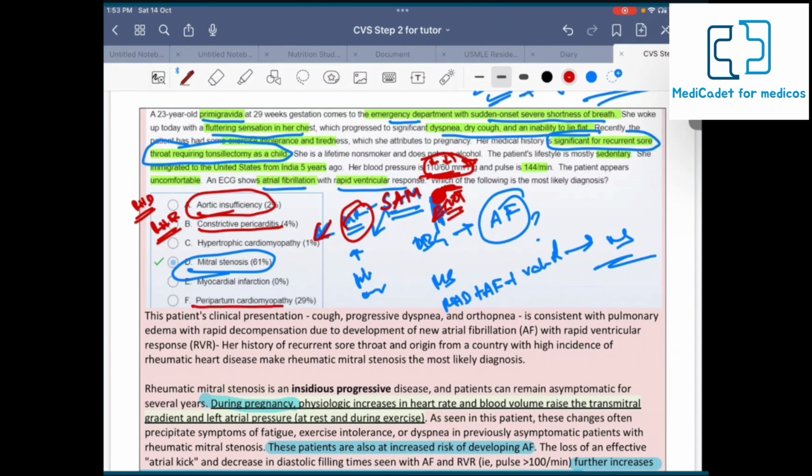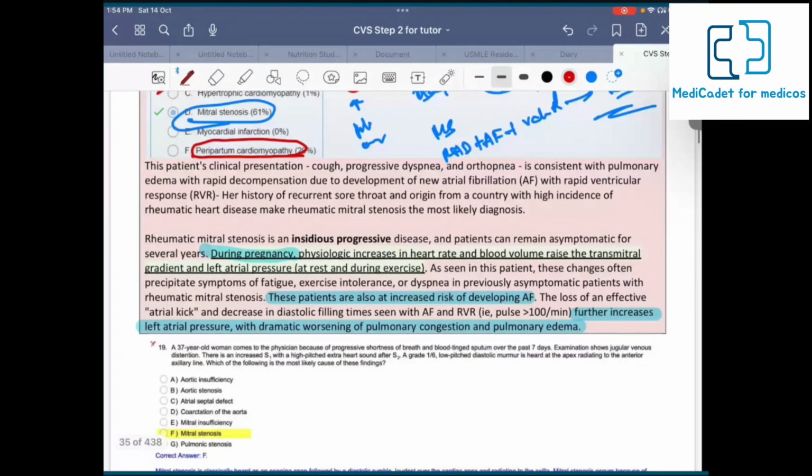And postpartum cardiomyopathy, she's 29 weeks. Sorry, peripartum cardiomyopathy. Peripartum cardiomyopathy patients will tend to have dyspnea, dry cough, inability to lie flat, orthopnea, all those symptoms, but it's not going to cause AF in these patients. And one more thing, it is not related to RHD at all. So there's no reason to mention that RHD history here. So all these things point to MS in this patient.